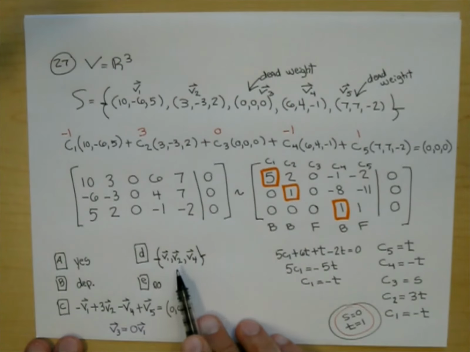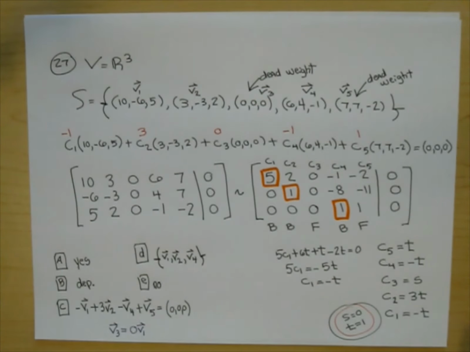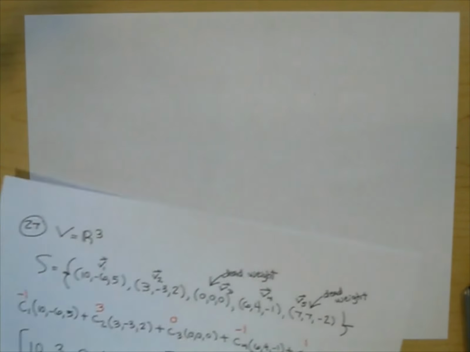Now, V1, V2, V4, that set is a basis for R3, but that wasn't the question. It said, is S a basis? So that takes care of problem number 27. Let's go ahead and do one with polynomials.